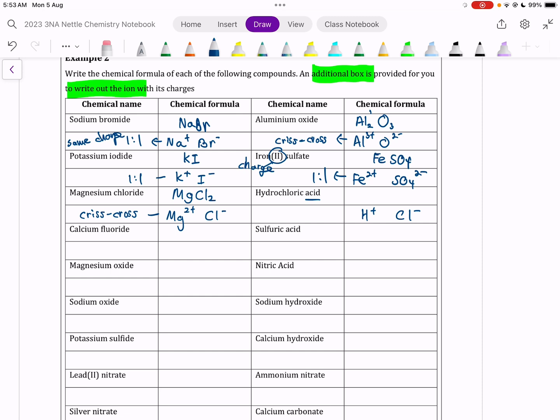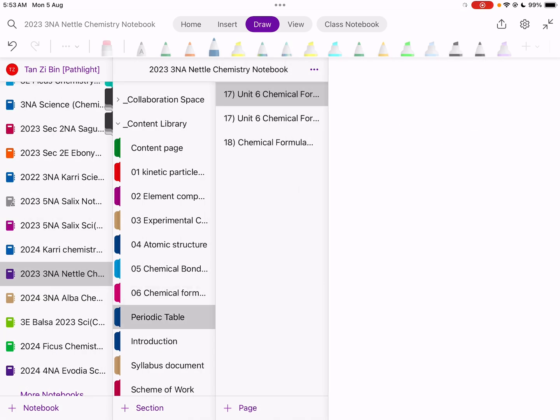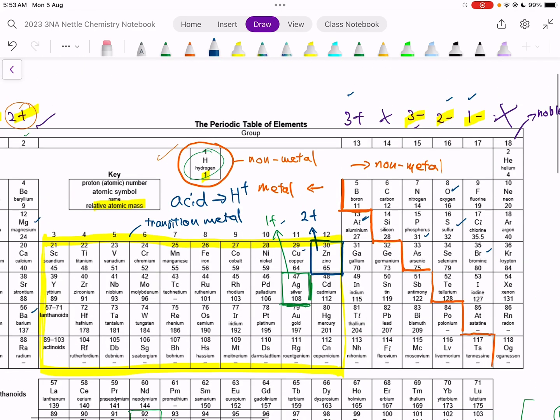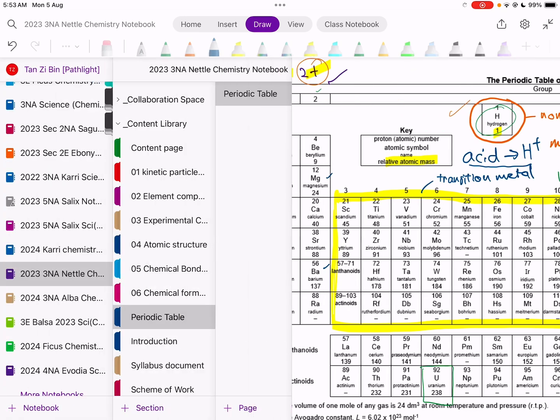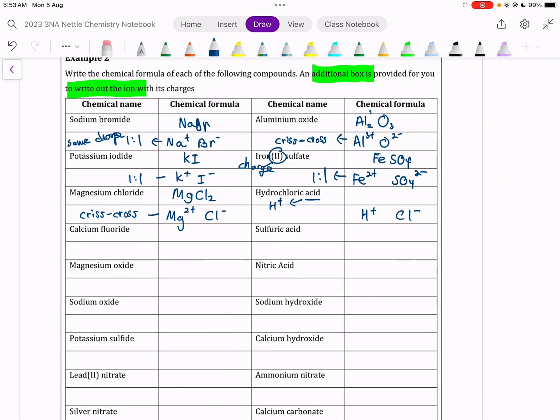Okay, so this one is an acid. Every time you see acid, the cation is H+. You can go to the periodic table, I also got it right. Acid is H+, and then the other one is the chloride, Cl-. So it is 1 to 1.